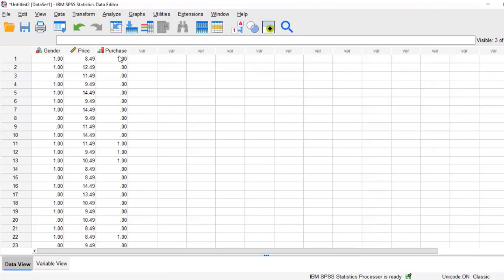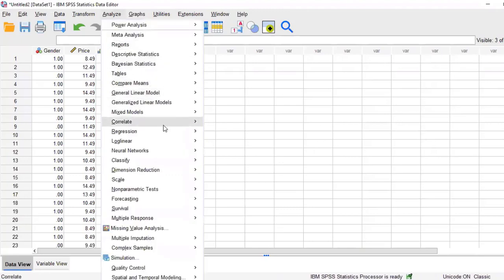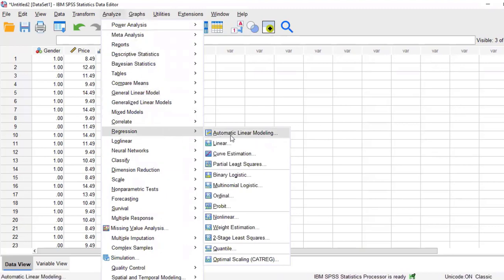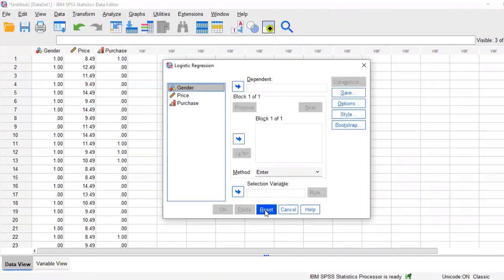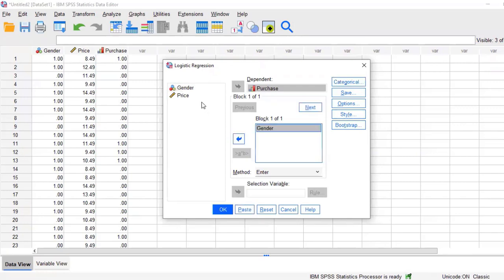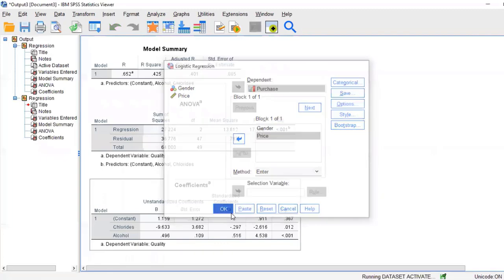So let's look at an example of how to run a regression with a dependent variable that is categorical. Again, we go to Analyze and Regression. But here, instead of going to linear, we're going to go to binary logistic. And that's what this is. This is a logistic regression, a specialized regression that allows you to predict a dichotomous variable. We're going to move purchase into the dependent list and gender and price into our block and hit OK.